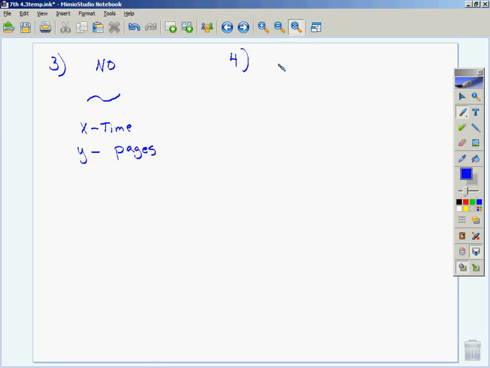Number 4 would have been yes. My equation would have been y equals 40x. My x variable would have been time. My y variable would have been distance. Do I need to go over 3 or 4 for anybody?